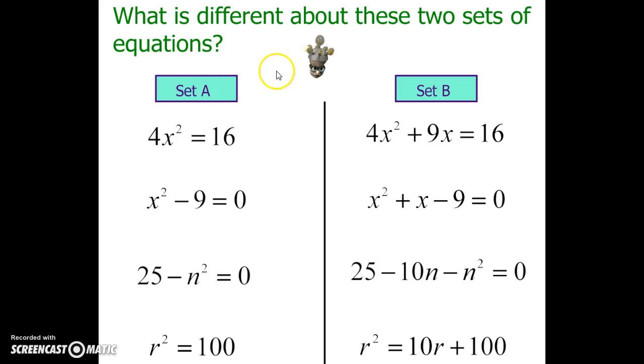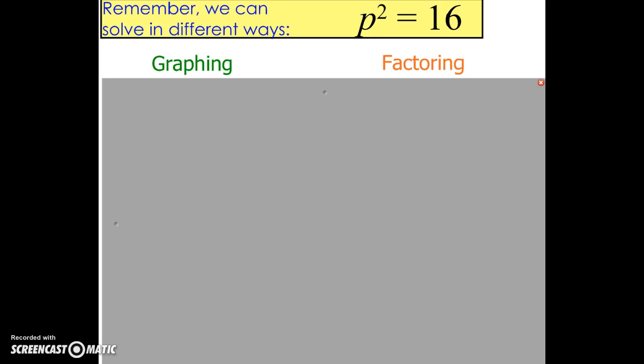We're going to be using this strategy on equations that look like this, set A. A new strategy we'll learn in your next set of video notes will be equations that look like set B. So today we're focused on just things that have a squared term and a constant term. We don't have any single x's, just x squared terms and constant terms.